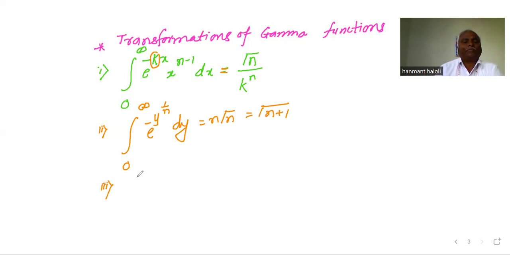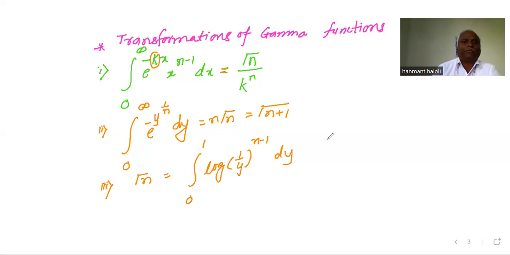Now third property, gamma n also can be written as integral 0 to 1 log of 1 upon y raised to n minus 1 dy. These are the important transformations you can say.